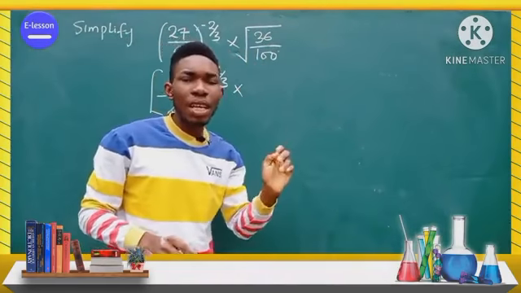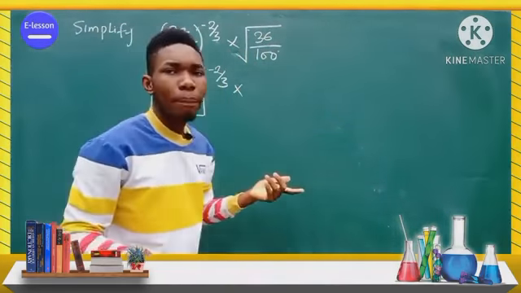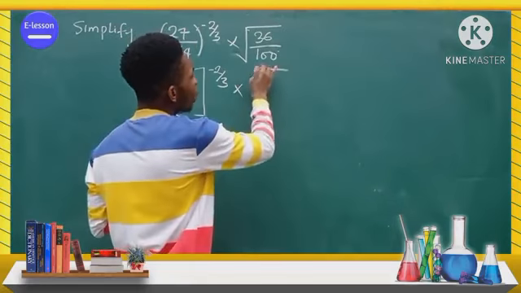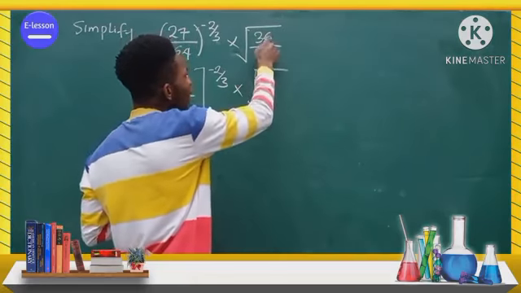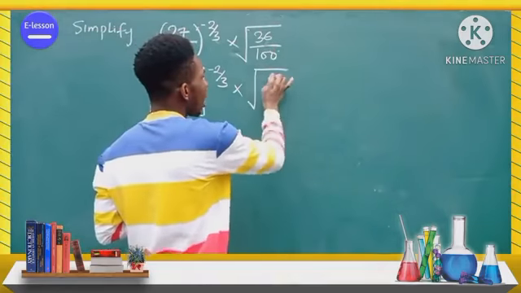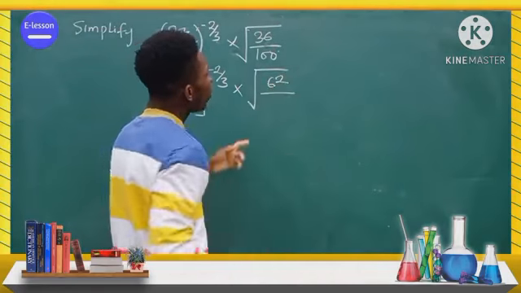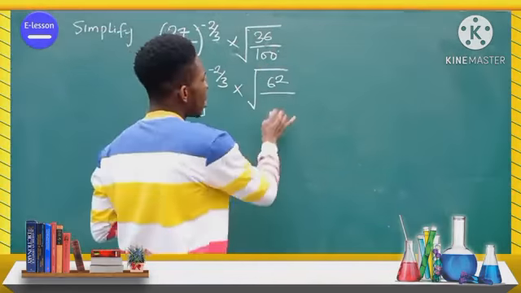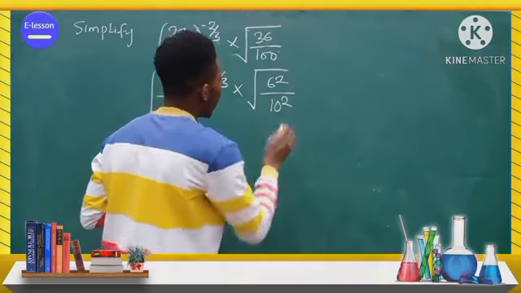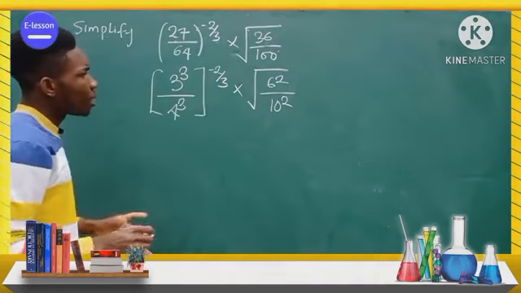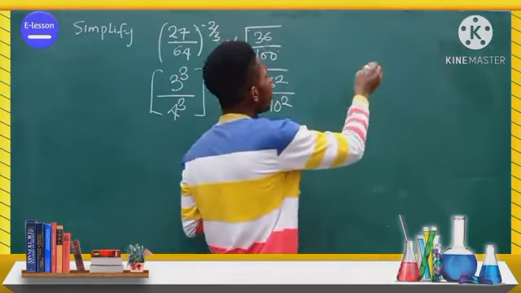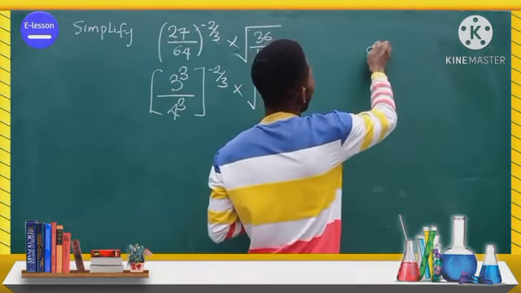That will cancel the square root, and that will be squared. Now this becomes the square root of... what we square that will give us 36 is 6, so we have 6 squared. What we square that will give us 100 is 10, so we have 10 squared. Now, let's simplify.